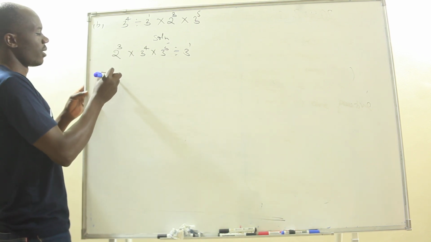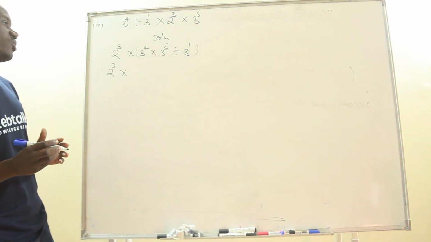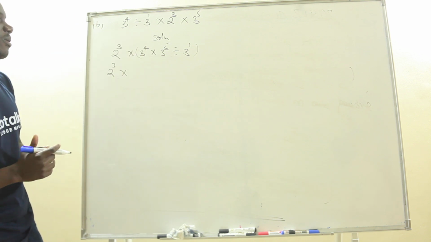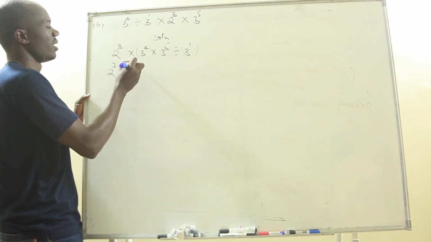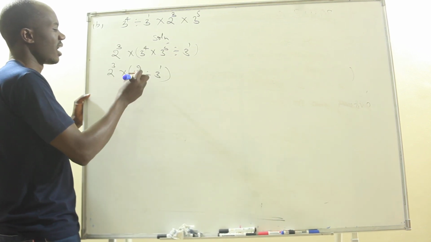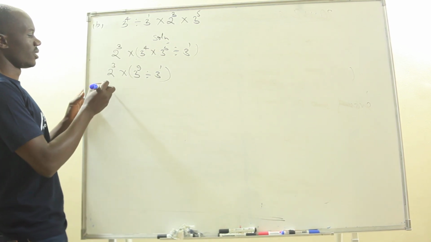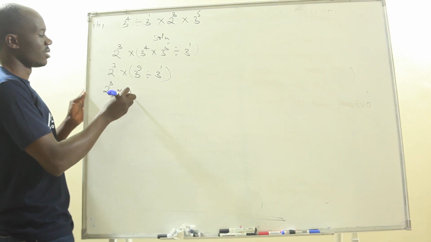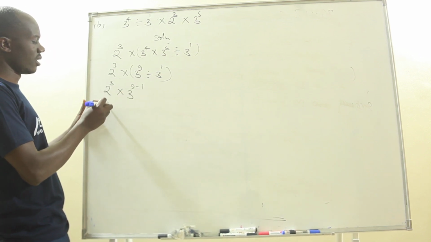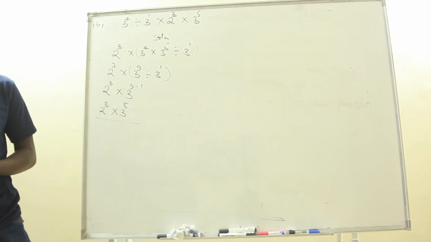So this is 2 power 3 times. Then here we apply the laws of indices. When we are multiplying numbers of the same base, automatically we add the powers. So this is 3 power 9, then divide by 3 power 1. Again, when we are dividing, we only subtract the powers. So this is the same as 2 power 3 times 3 power, 9 minus 1. So this is 2 power 3 times 3 power 8. So you have finished simplifying that one.